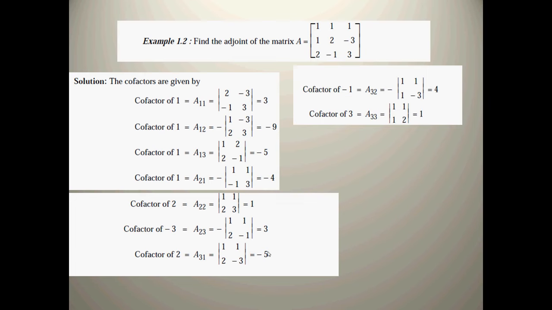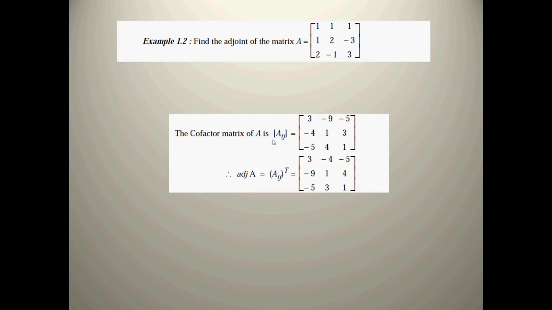Similarly, the cofactor of minus 1, A32, third row, second column, this minus 1. So leave this column, leave this row, 1, 1, 1, minus 3. This negative symbol should be there outside. So minus 3, minus 1, minus 4. Because of this negative, it becomes plus 4. Similarly, for A33, for this 3, you will have the value turning out to be 1.